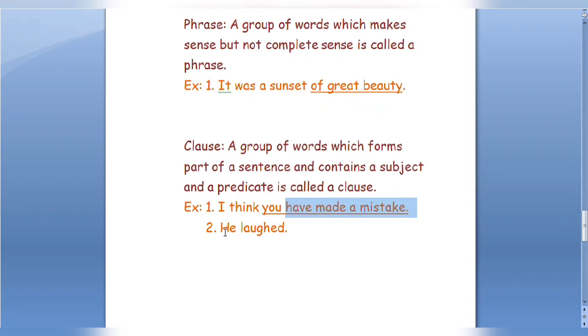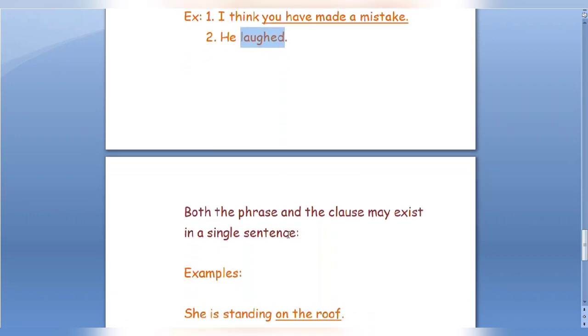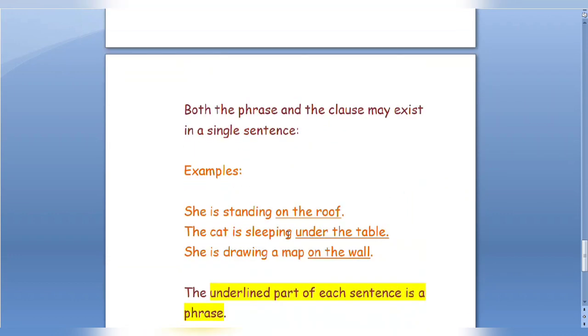Next example, he laughed. So he is the subject over here. And what does it tell? Laughed. Laughed is the predicate. So this is a clause. Now, both the phrase and the clause may exist in a single sentence. Okay, a single sentence can have both of these, a phrase as well as a clause.